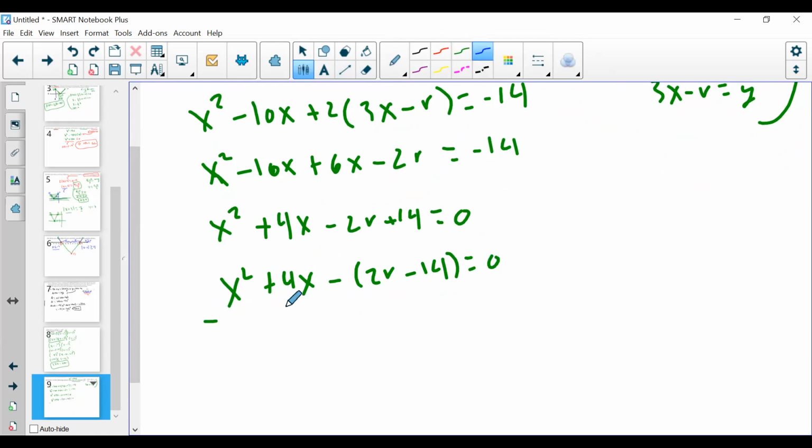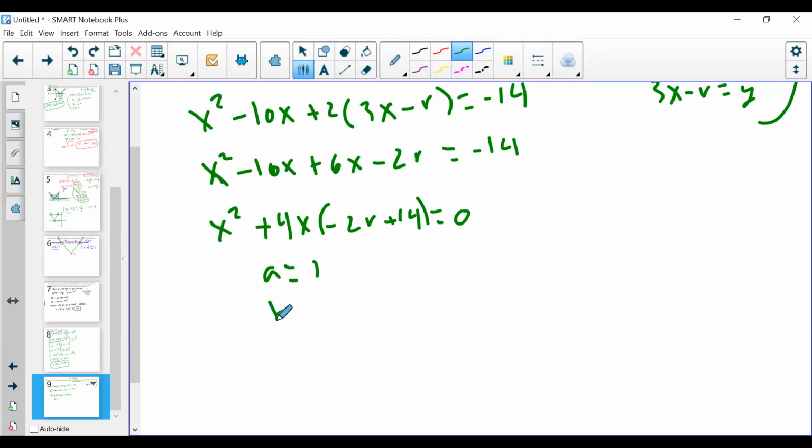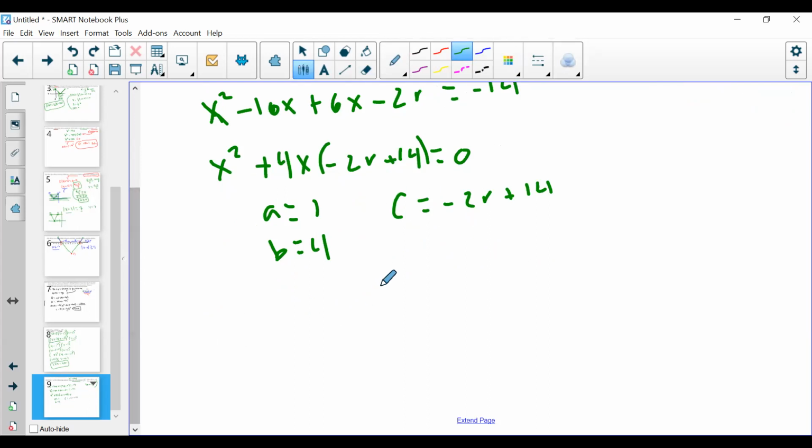So my a is 1, my b is 4, and my c is negative 2r plus 14. I guess it doesn't really matter. Actually, it's kind of nice, so I don't think it's worth doing it like this. My c is negative 2r plus 14. So a is 1, b is 4, c is negative 2r plus 14. I plug that into my discriminant. So b squared gives me 16 minus 4 times my a value of 1 times my c value of negative 2r plus 14.